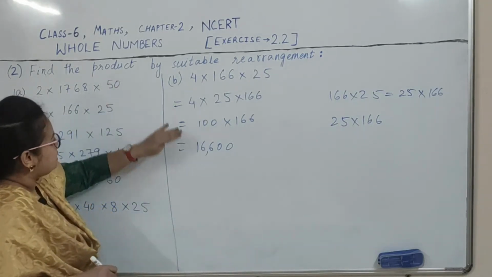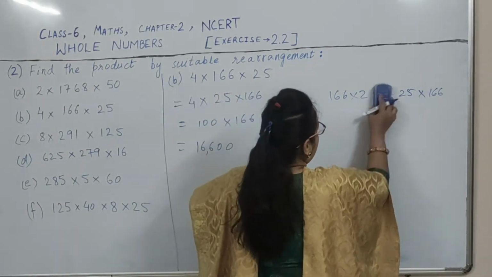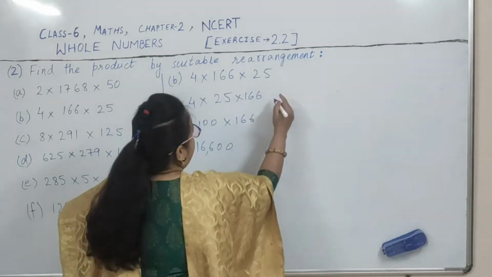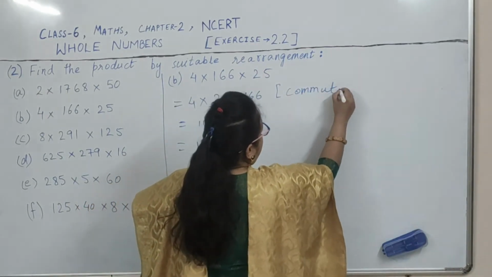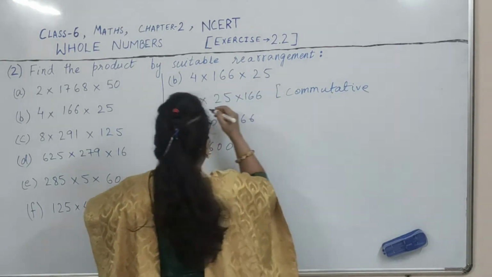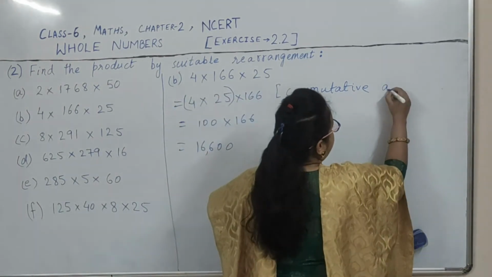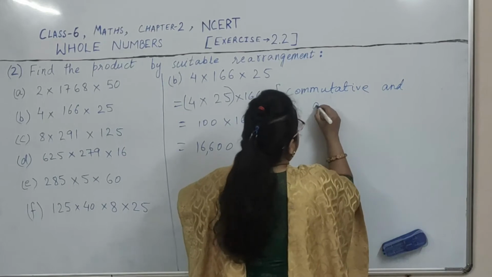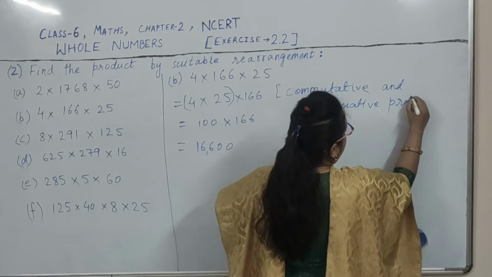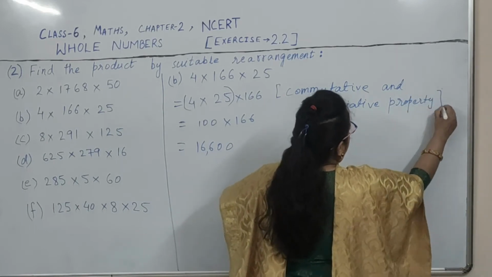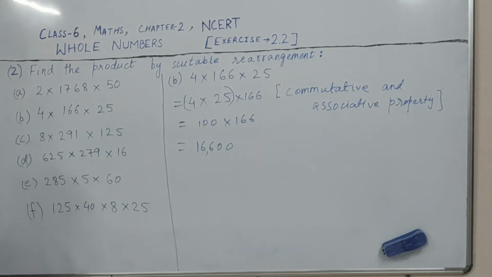So we found the product of these numbers by suitable rearrangement. And what are the properties which we have made use of? See, here we have used the commutative property, and see, we associated these two numbers. So commutative and associative property. We can write it like commutative and associative property. So understood this? Now let us come to C part.